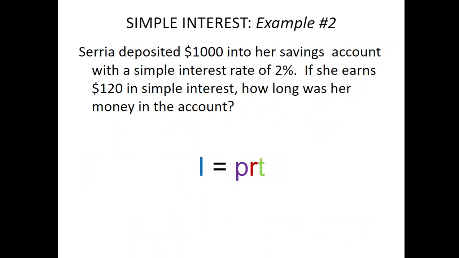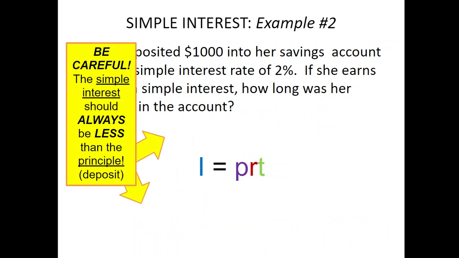Now Sierra deposited $1,000. She got a simple interest of 2%. She earns $120 in simple interest. How long was her money in the account? This one's a little different, right? This also gives you a little clue. Simple interest should always be less than the principal. This gets involved with making sure you're looking at your percents and converting them to decimals correctly.